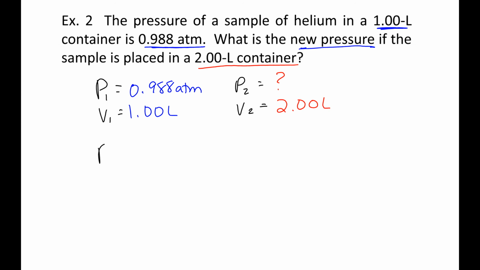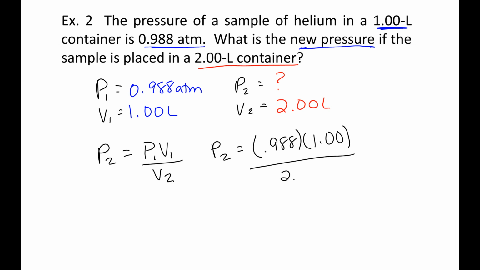Okay, so our equation is P2 equals P1 V1 over V2. So P2 equals, and we're going to just put the numbers in at this point in time. And we get 0.494 ATM. And double check it. Your volume doubled. Okay, so your volume increased by doubling, so your pressure should have halved, and it did. So, you did it right.